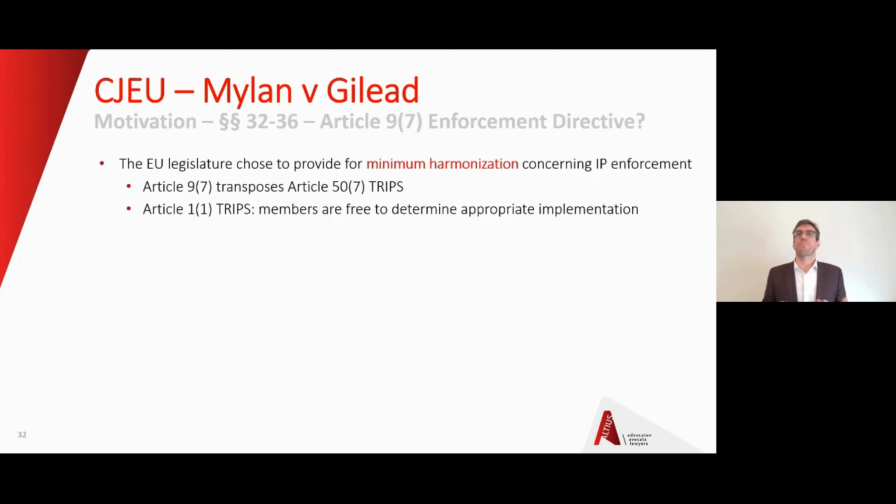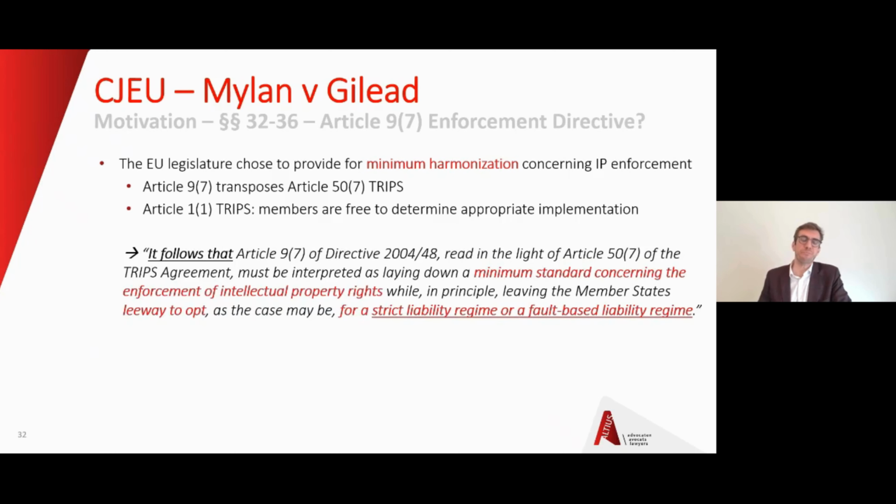And under TRIPS, it's explicitly stated that members are free to determine the appropriate implementation of the provisions of the TRIPS agreement. So the court concludes, given that the EU legislator chose for a minimum harmonization and that Article 9.7 transposes the TRIPS Article 57, where members are also free to determine appropriate implementation, it follows that Article 9.7 lays down a minimum standard concerning the enforcement of IP rights and leaves leeway to the member states to opt either for a strict liability regime or a fault-based liability regime.